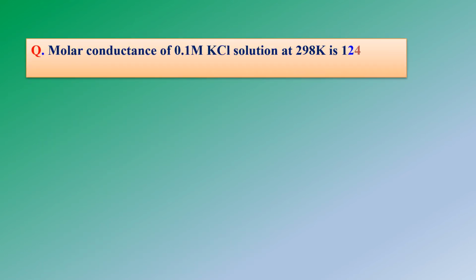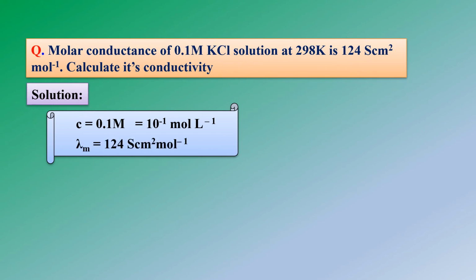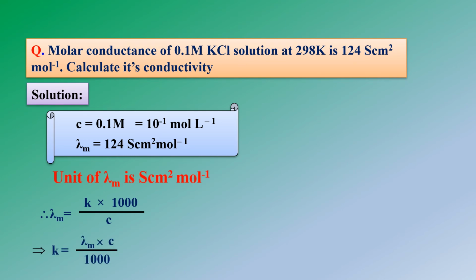Second question. Molar conductance of 0.1 molar KCl solution at 298 Kelvin is 124 Siemens centimeter square per mole. Calculate its conductivity. Let me consider the solution. Given data, concentration is equal to 0.1 molar, that is equal to 10 to the power minus 1 moles per liter. Lambda m is 124 Siemens centimeter square per mole. The unit of lambda m is Siemens centimeter square per mole. Hence, we have to use the formula lambda m is equal to K into 1000 divided by C. We are interested to calculate K.